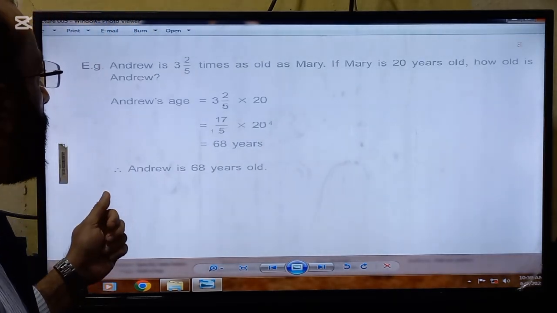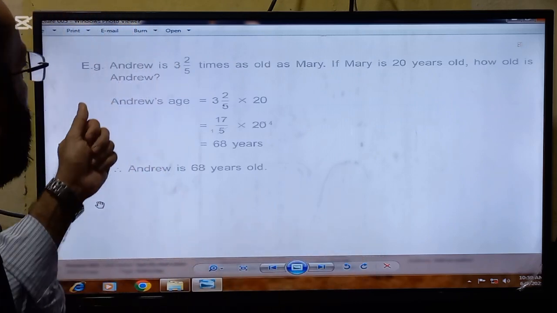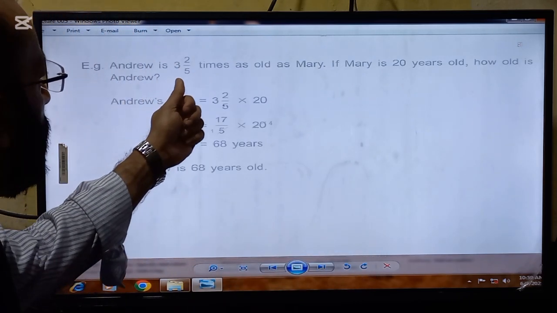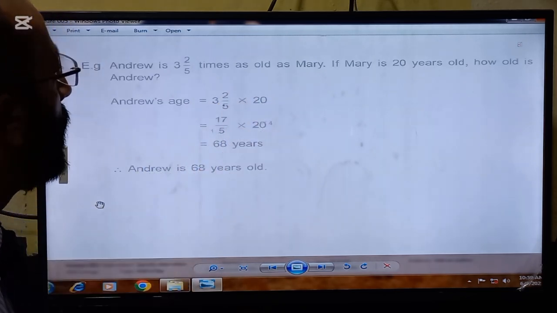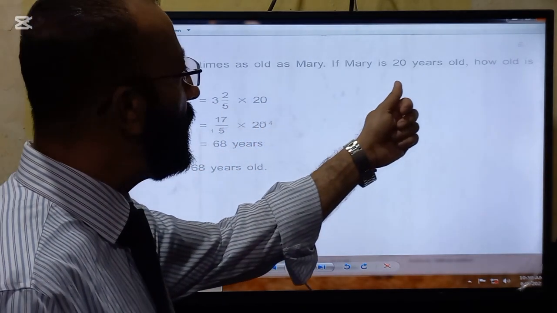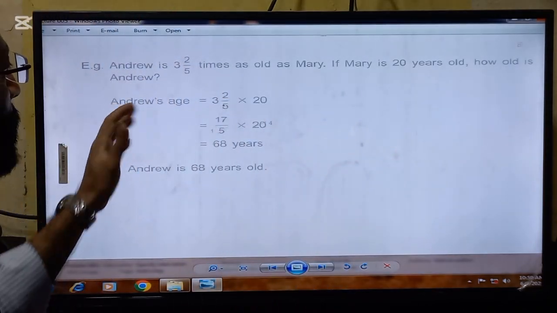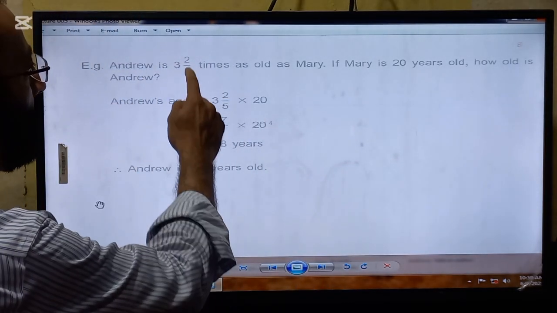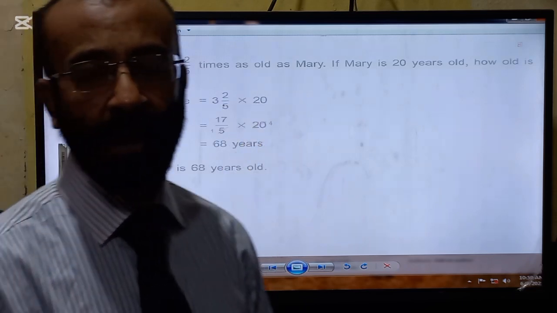Here is another example. A small technique is also used in this question. So look carefully. Andrew is 3 whole number 2 by 5 times as old as Mary. If Mary is 20 years old, how old is Andrew? So look now, 3 whole number 2 by 5 times as old as Mary.